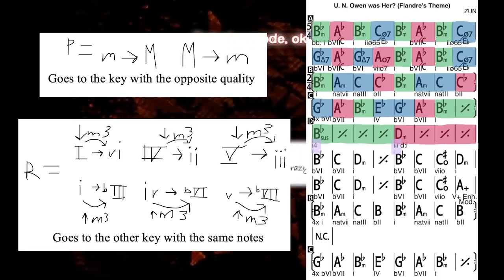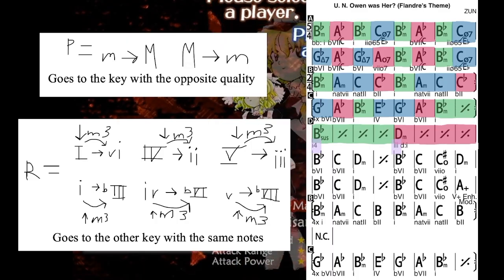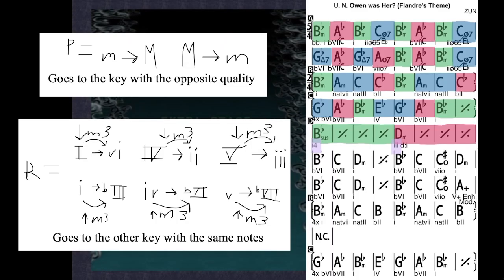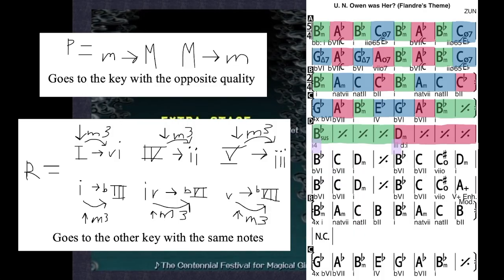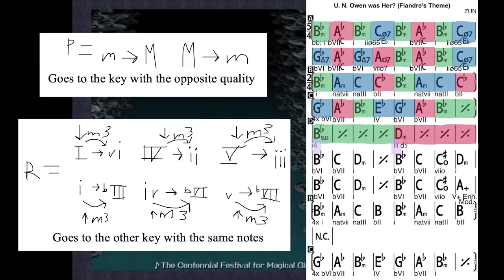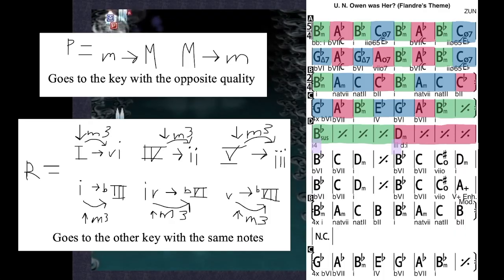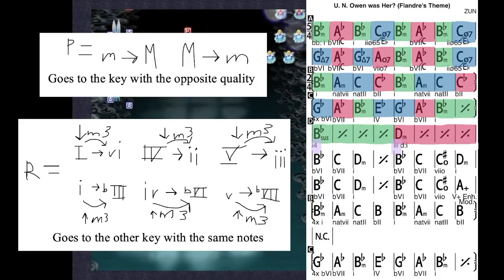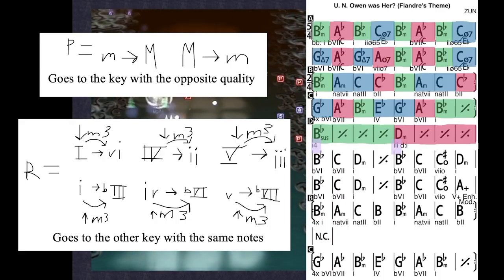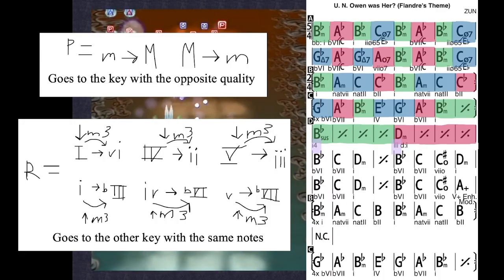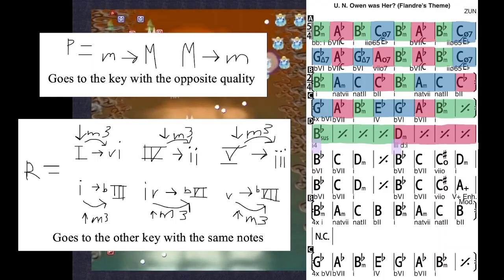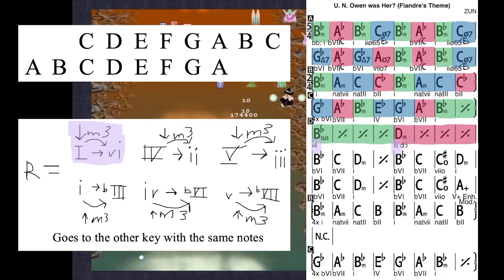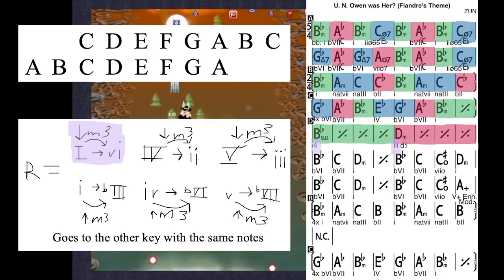So what is this? Basically what we're doing is we're going to the key that has the exact same notes as the one. If we're in a major key, there's a minor key associated with that key that has the exact same notes, and we're going to that key, and it's always going to be a minor third away. To try to demonstrate this a little bit better, take a look at these two scales.